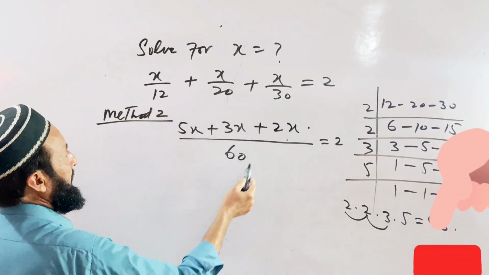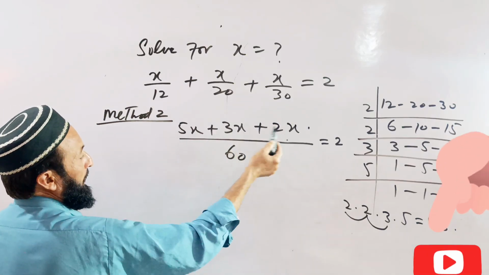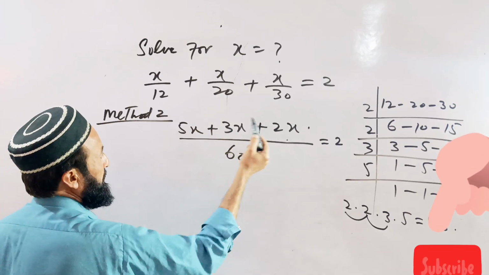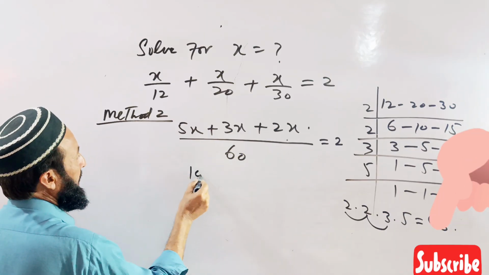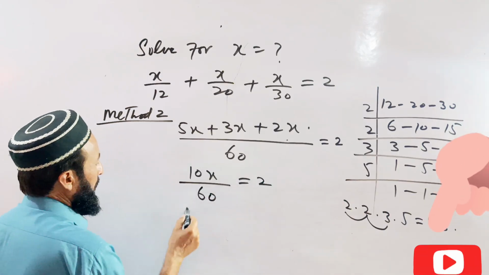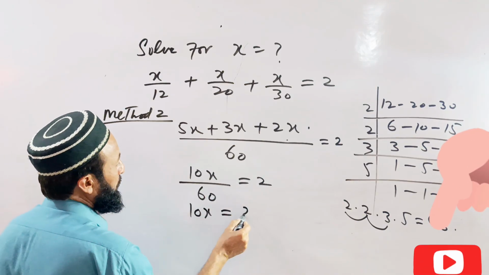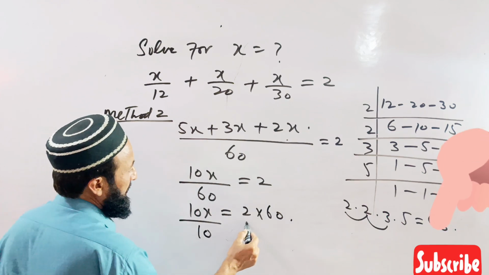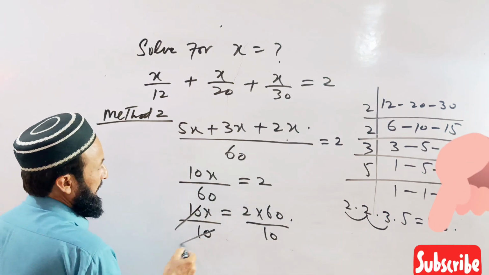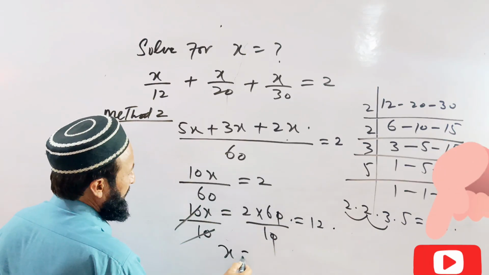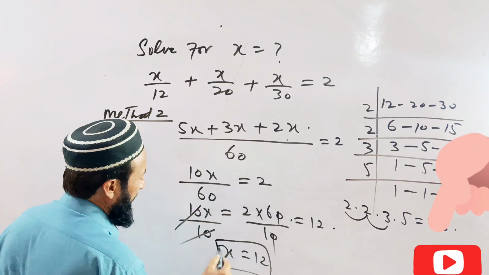So we get the answer by adding, since the denominators are the same: 5 + 3 + 2 gives 10x/60 = 2. Now 10x = 2 multiplied by 60. Dividing both sides by 10, the 10s cancel, and x is equal to 12. So x = 12 is a very simple method.